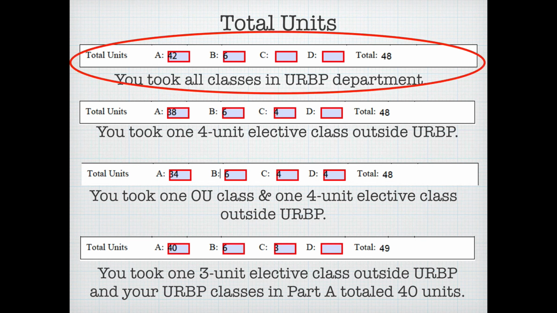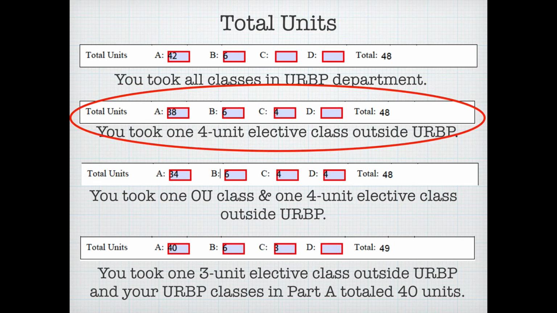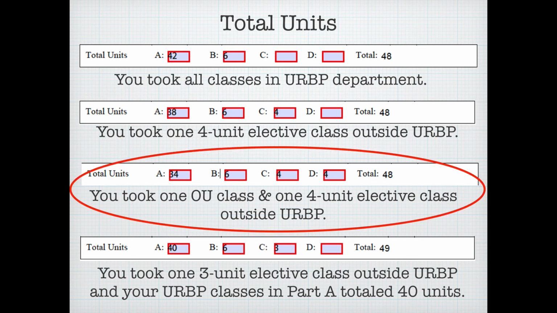If you took all of your classes within the urban planning department since being admitted and have a standard set of just 4 4-unit electives and all of the core classes, this is what your total unit section would look like. If you took 1 4-unit elective from urban planning, but otherwise took everything within our department since being admitted, your total unit section would look like this. Here is an example of a student who took 1 Open University class and 1 4-unit elective outside urban planning.